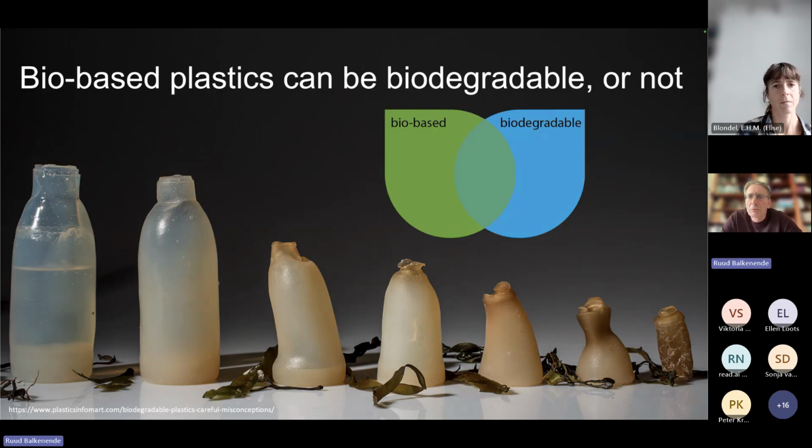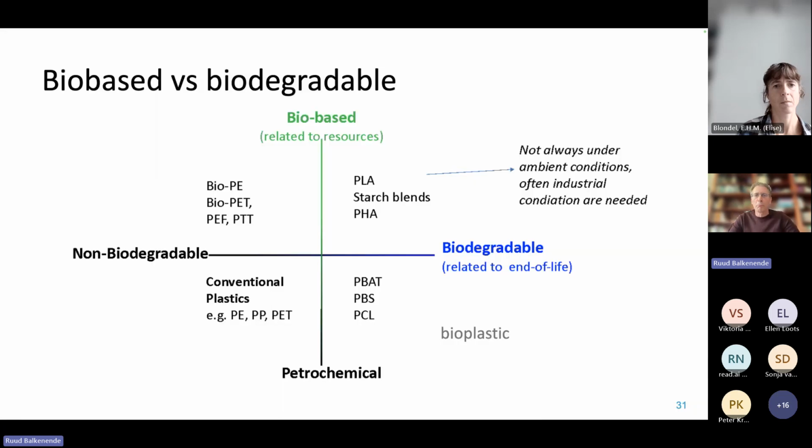Bio-based plastics are often considered biodegradable. But the last two examples that I mentioned, bio-PE and bio-PET, already show that this is not the case. And this is a very important thing to stress. Bio-based relates to the source of the plastic, while biodegradable gives information about a possible end-of-life pathway. And only a limited number of bio-based plastics is also biodegradable, and often only under industrial conditions, while there are also petrochemical plastics that are biodegradable.